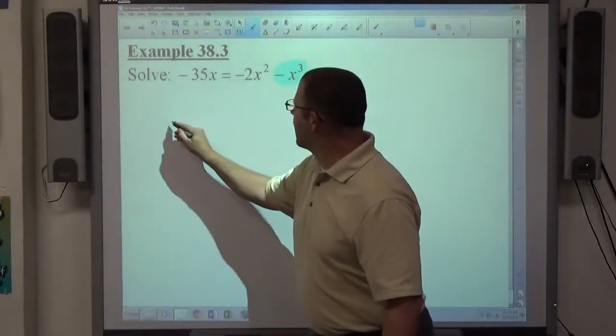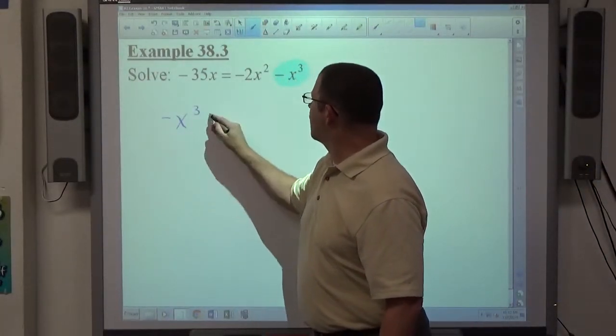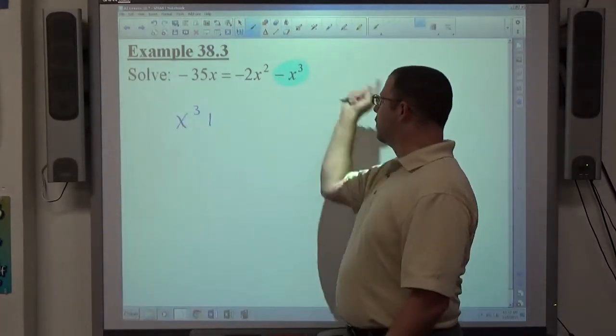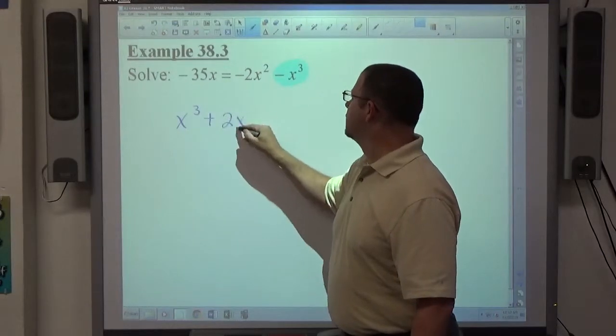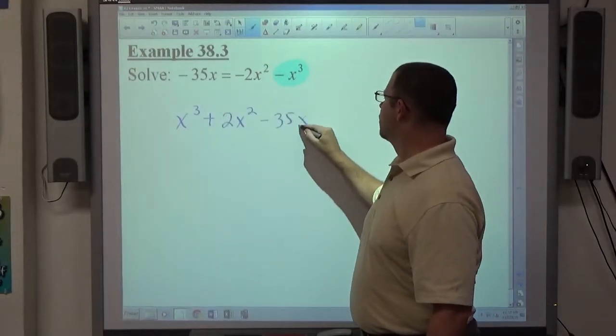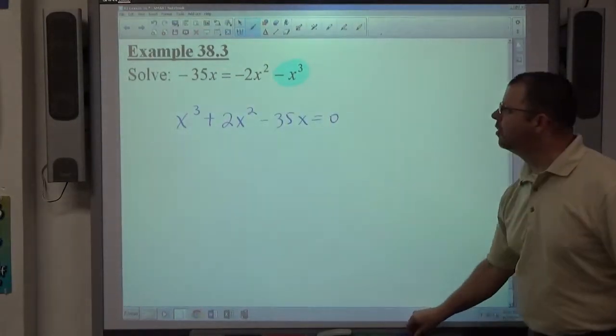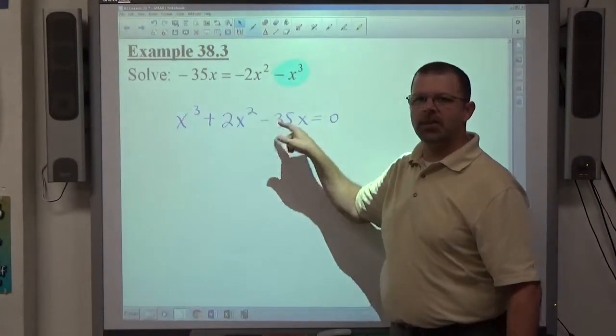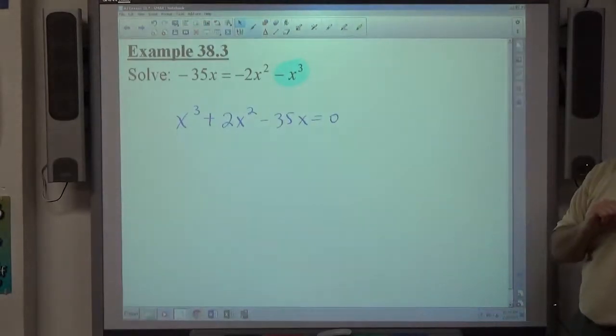So I'm going to get negative x cubed, oh sorry, negative x cubed. Dang it. Positive x cubed. Positive x cubed, so I move to the left, plus 2x squared, and then minus 35x equals 0. So looking at the objects that move, these two guys moved, they both became positive. This stayed on the left-hand side where it was, it stayed negative. Equals 0 is now right on the right-hand side.